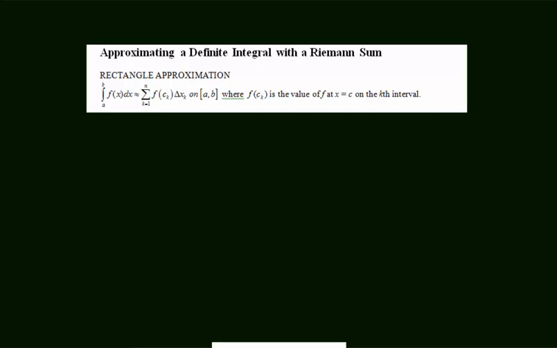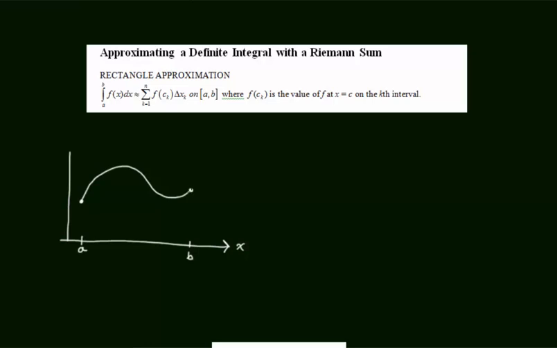In this lesson, we're going to look at methods for approximating a definite integral. We're going to start off by drawing a set of axes. This is at the top of the page under rectangle approximation. Here's our x-axis. Along the way, I'm going to label this A and this B. Then I'm going to make some generic function f of x.